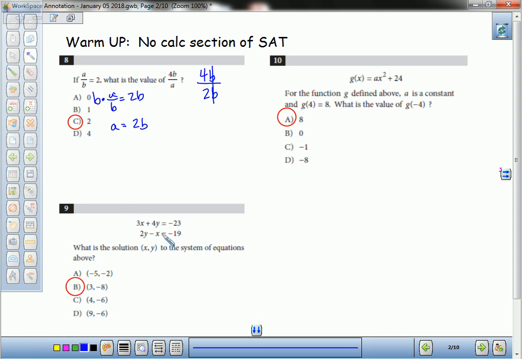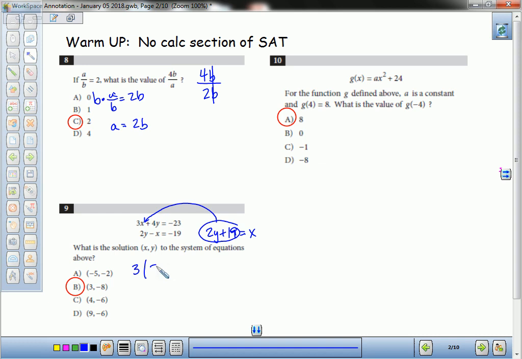Number 9, there's a couple different methods you could use for this one. This is a system of 2 equations with 2 unknowns, and we want to know the solution, which is the intersection. We can solve this using substitution or elimination. If you chose substitution, this second equation is fairly easy to solve for x. We can just move the x over here and the 19 to the other side. So all we're doing is changing the signs of these when we move them from one side of an equation to the other. So we know that x is equal to 2y plus 19, and then we can take that and substitute it in to the first equation.